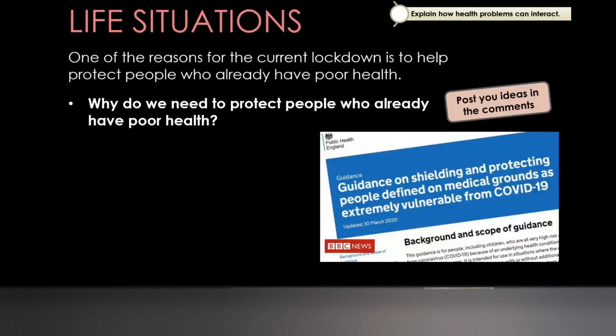So why do we need to protect people who already have poor health in our lockdown? I wonder if you can tell me why that is. Why might we need to protect people who already have poor health by doing the lockdown that we're doing at the moment? Hatem said people with poor health and underlying health conditions are more vulnerable. Yeah, we don't want them to die. Why might they potentially die, though? Hatem says they're more likely to die. That is true, but that's good.